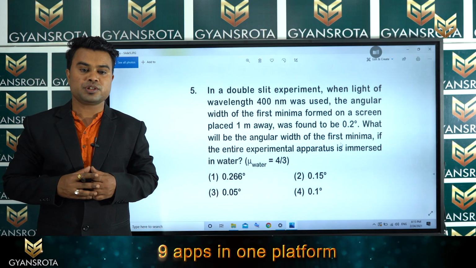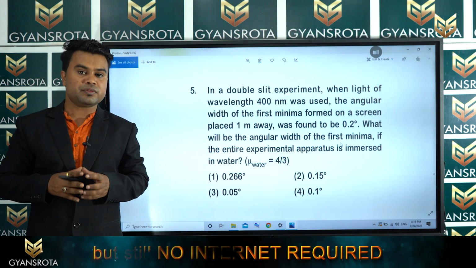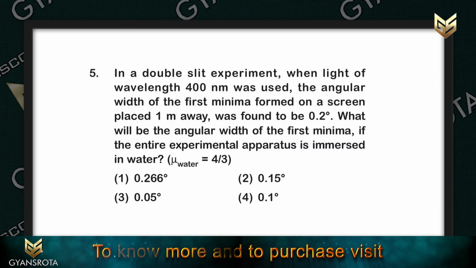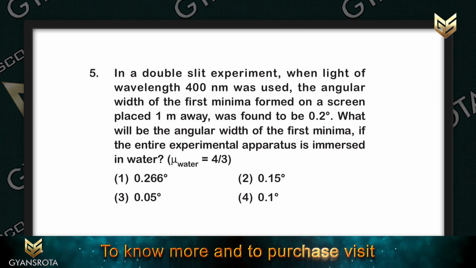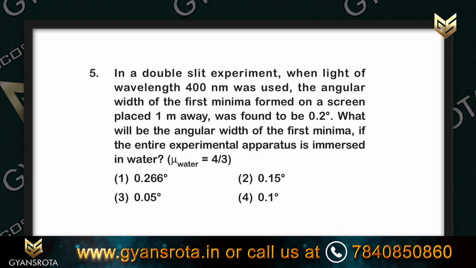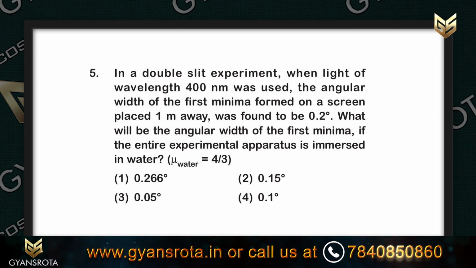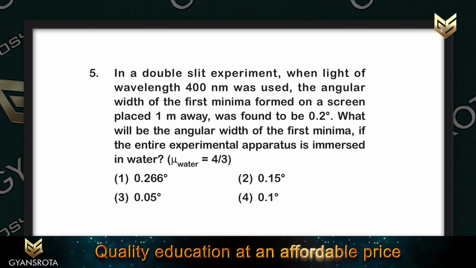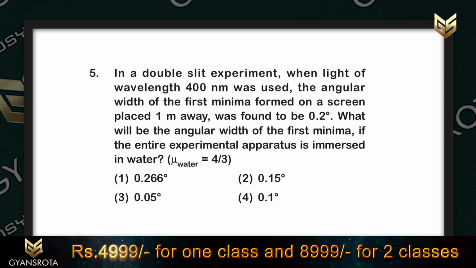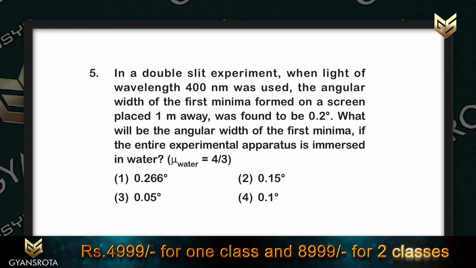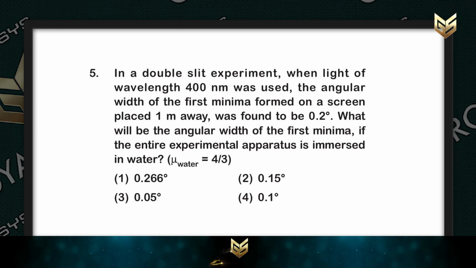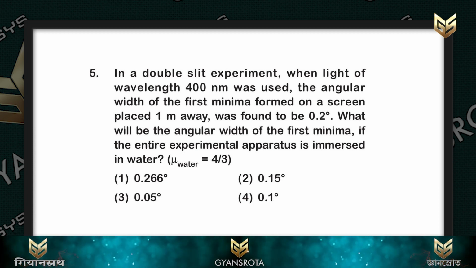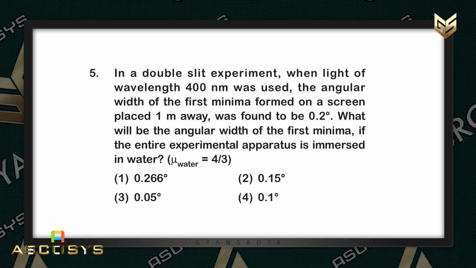Please read this question very nicely. It is a direct question where you have to just use one formula. In this question, it is asking that in a double slit experiment, that is Young's double slit experiment, when light of wavelength 400 nanometer was used, the angular width of the first minima formed on the screen placed 1 meter away was found to be 0.2 degree. The distance capital D is 1 meter, and the wavelength is given to be 400 nanometer. The angle was given, that is the angular width. What will be the angular width of the first minima if the entire experiment apparatus is immersed in water?